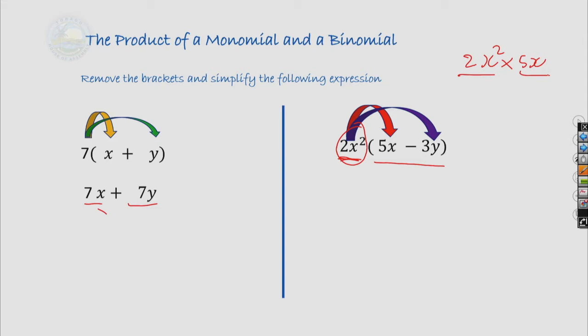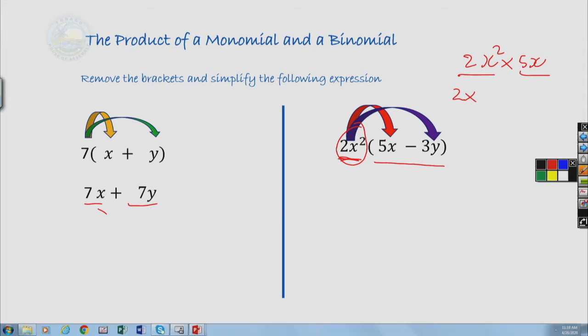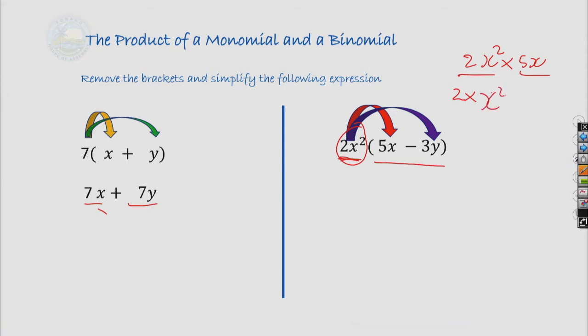So this here is going to be 2 multiplied by x squared, multiplied by 5 multiplied by x. You see that my x's and my multiplication signs are different. So we can rearrange this here. This becomes 2 multiplied by 5 multiplied by x squared multiplied by x.